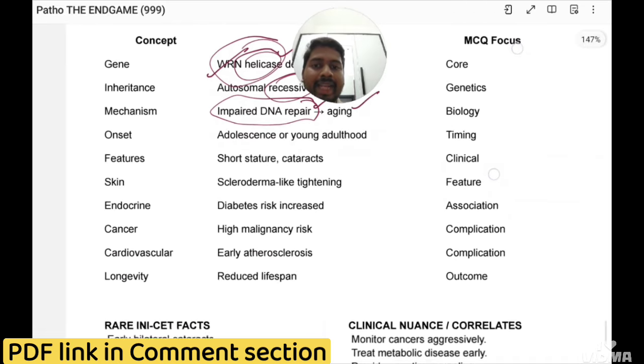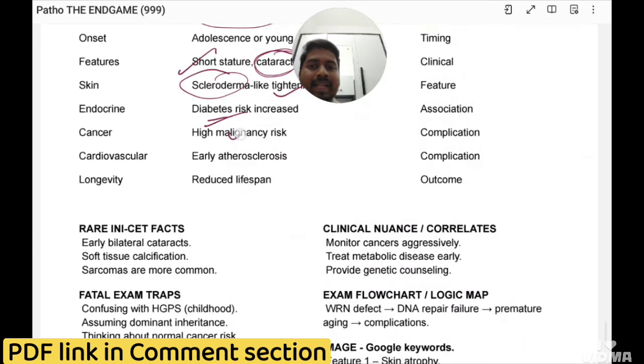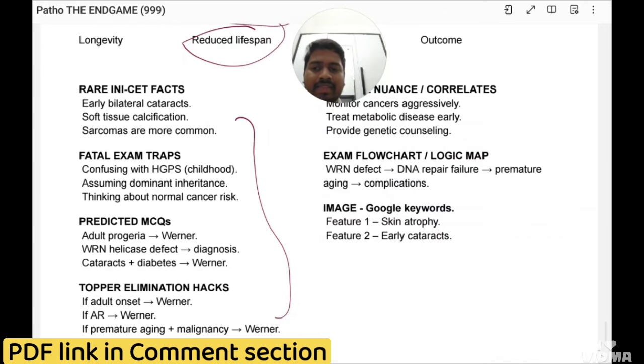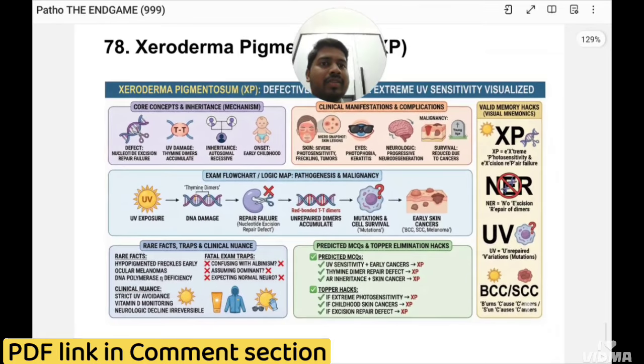It causes premature aging. So there can be short stature, there will be cataract, there will be scleroderma-like skin thickening, high diabetes risk, high malignancy risk, early atherosclerosis, and reduced lifespan. So I think everything is covered in this. You can go through it. Next we'll go through xeroderma pigmentosa.